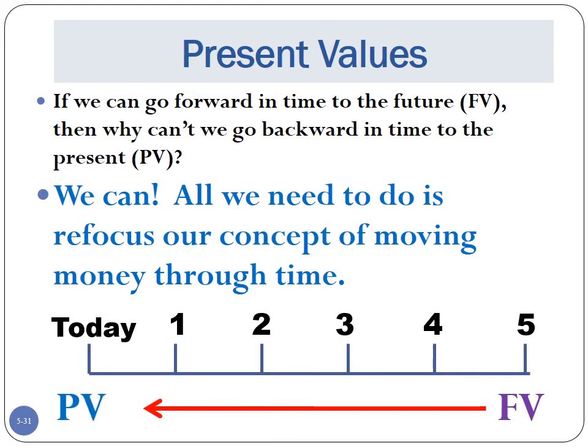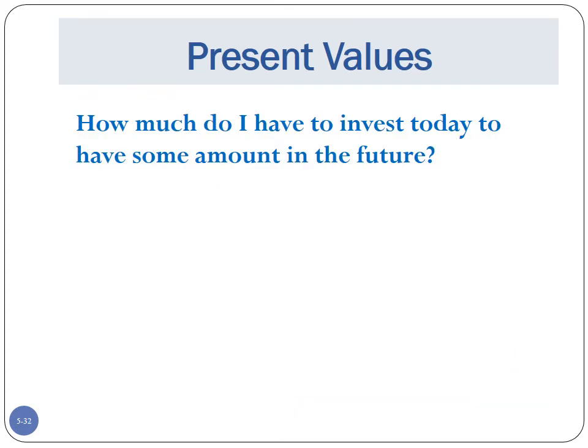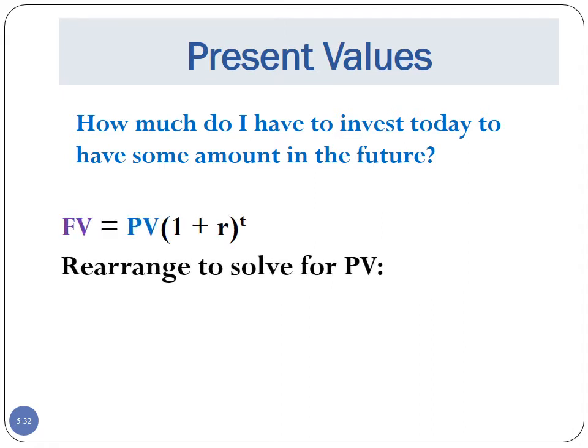What we're doing, of course, if you visualize this on a timeline, is going from a future value back to a present value, moving the opposite direction. So one of the keys here is the questions that we're going to ask. And so the first question, how much do I have to invest today to have some amount in the future? That's a future value. So when we rearrange to solve for present value, we see that present value is equal to future value divided by 1 plus R to the T.